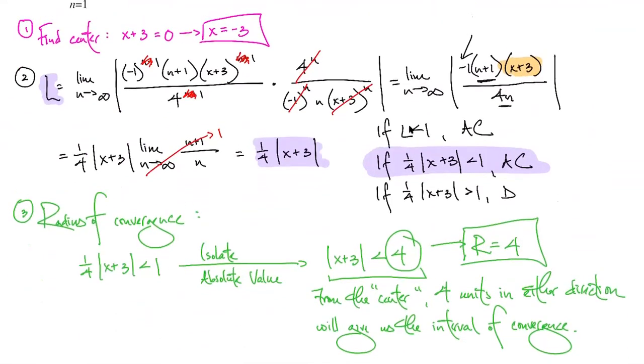Okay, so let's pause for a moment. We found our center. We found the value where this power series will always converge. Then we used the limit test to help us determine a statement that would figure out our radius of convergence. So whatever L value makes it absolutely convergent is the same expression that you use down here to help you find your radius of convergence. And to find your radius of convergence, all you need to do is isolate your absolute value. Okay.